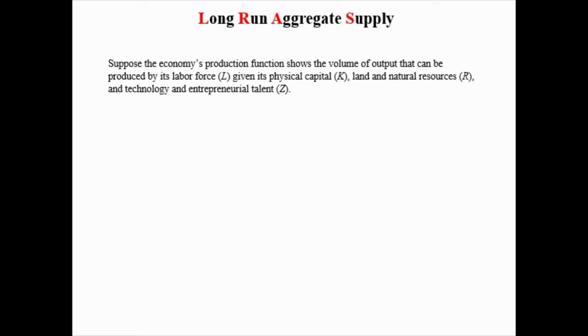In the macroeconomy, we combine all production of all firms into one macroeconomic production function. And generally speaking, as the labor force size increases, which is L, and physical capital increases, K, and land and natural resources, R, and technology and entrepreneurial talent increase, which is Z, as those things generally rise, output of the economy as measured by GDP generally rises.